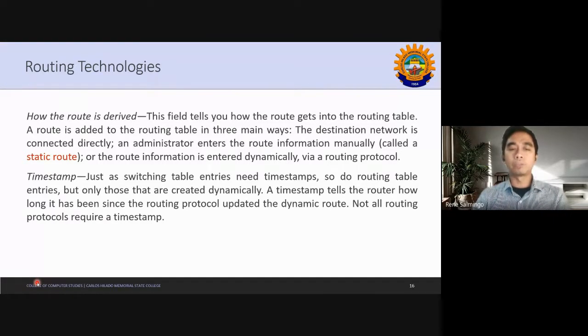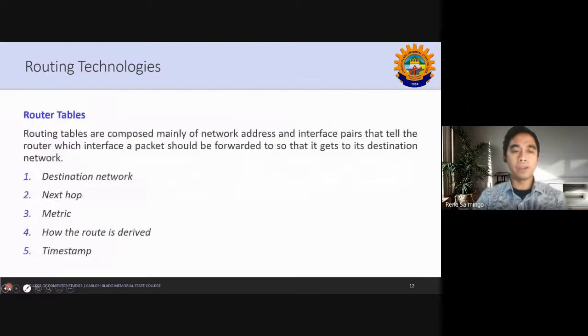So not all routing protocols require timestamps. That's why this one is optional. So most of the time we consider only how the route is derived. So we have five routing table methods. We only consider the four as the important ones to determine the routing table. You should have the four, but this one is optional. It depends on the network.